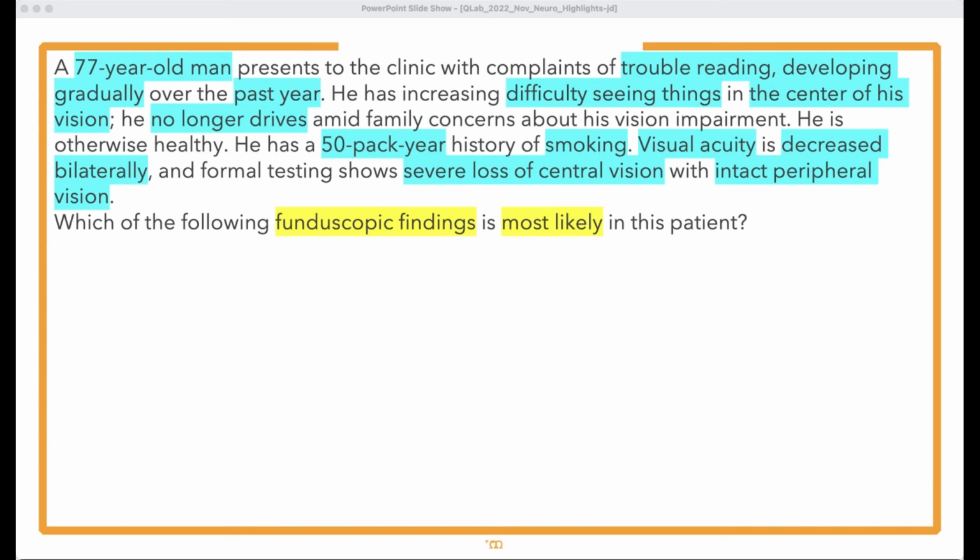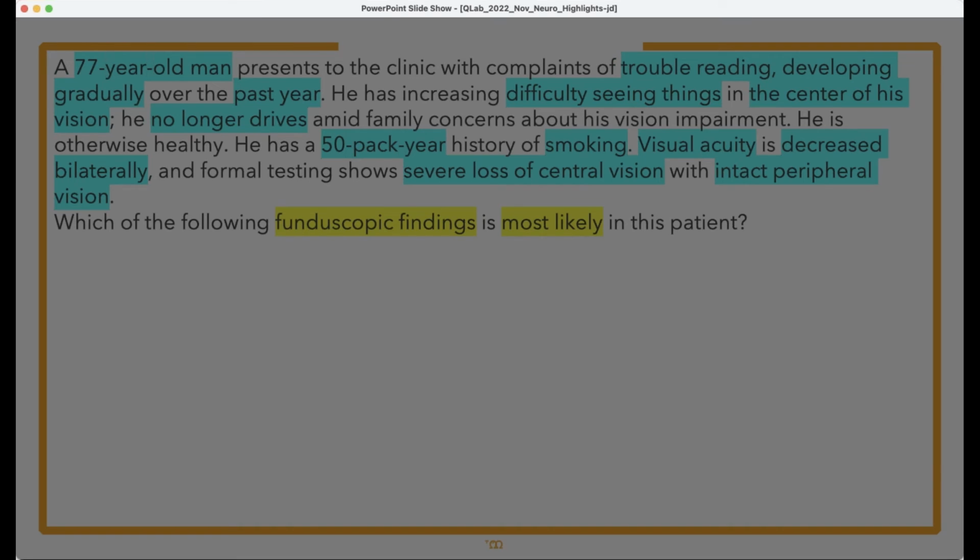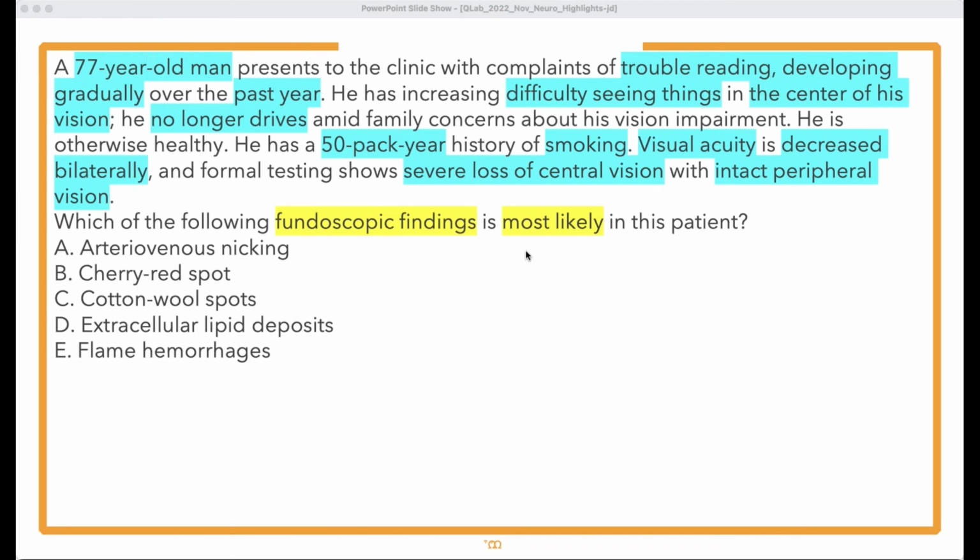So I think one, we've got to figure out what is his condition or diagnosis, and then two, what would we see on fundoscopic exam? So I think another two-step question. So let's go ahead and take a look at those answer choices. And once again, we're going to start at the bottom and work our way up to the top. E, flame hemorrhages. D, extracellular lipid deposits. C, cotton wool spots. B, cherry red spot. And A, arteriovenous nicking.